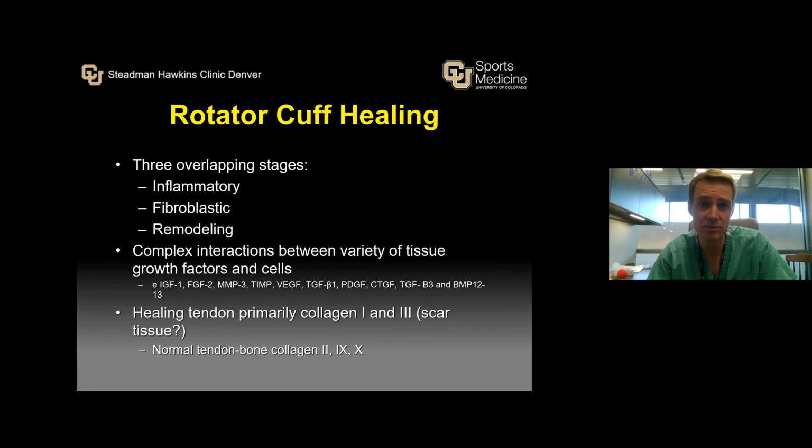There's 3 phases of the healing: an inflammatory phase, a fibroblastic phase, and a remodeling phase. And this is just a complex interaction of all types of growth factors in cells, way out of my league trying to discuss these things. But we do know that the tendon initially heals with a little more of what a scar tissue heals with, so primarily collagen 1 and 3, whereas normal tendon bone collagen is more collagen 2, 9, and 10. So again, the biology and some of the augmentation we're doing is trying to make this tendon and bone interface look more like a normal tendon.